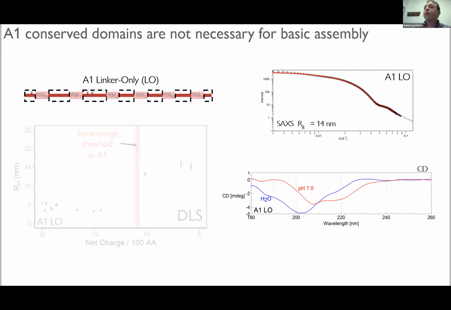And further characterization of the assembly of this LO, linker-only, protein shows that indeed it's forming relatively monodispersed assemblies, a little more polydispersed than wild type, but similar. And it undergoes similar conformational changes upon assembly at pH neutralization.